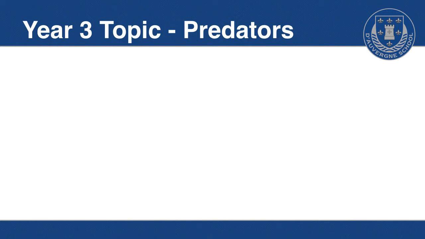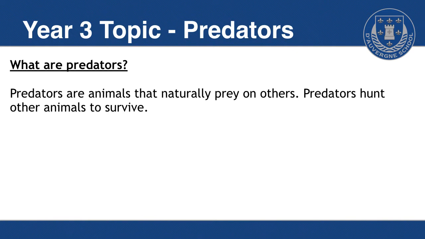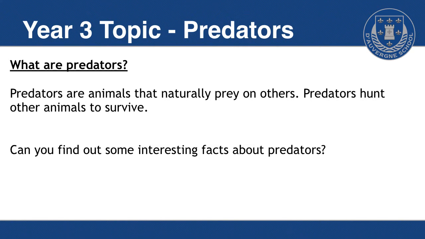So, predators. What are predators? Well, predators are animals that naturally prey on others, and predators hunt other animals to survive. So they look for other animals to have for their dinner. Can you find out some interesting facts about predators?